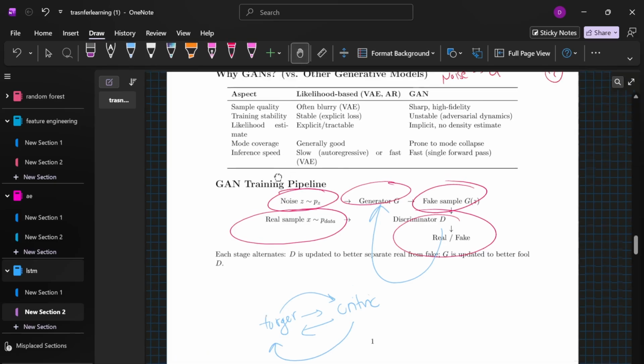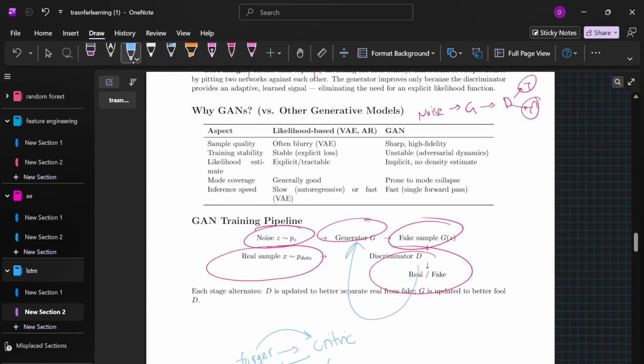Now, why use GAN instead of other generative models? We have already seen generative models like the VAE and autoregressive models, but why bother about GAN? Some points on that. First is sample quality. GAN can produce much sharper and more realistic images, while VAE can produce blurry images. Second is training stability. This is where GAN struggles, because it's an adversarial setup. Training can be unstable, while VAEs are more stable since they use a straightforward loss.